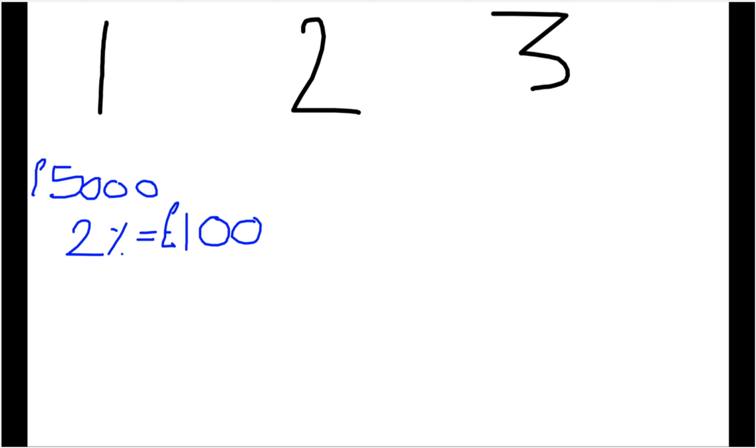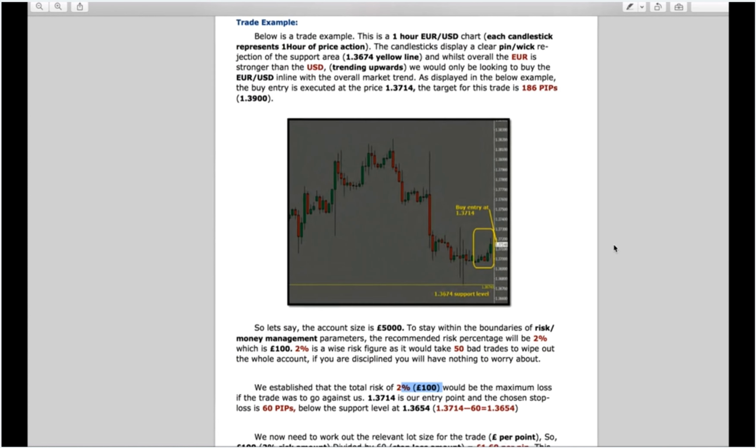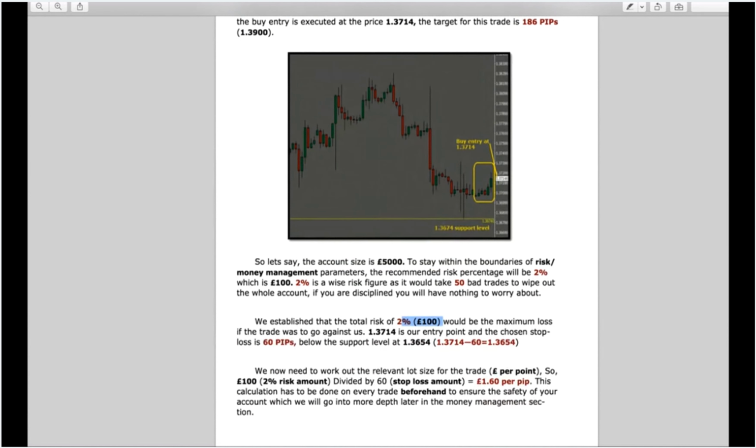Okay, so every trade going forward, if we know that there's a potential that we're going to lose £100, nothing more, we are not going to have a heart attack. This is going to prevent you from jumping into trades that don't make sense afterwards, okay? So that's that. Next, obviously we have our 186 pips, which I'll get to in a moment.